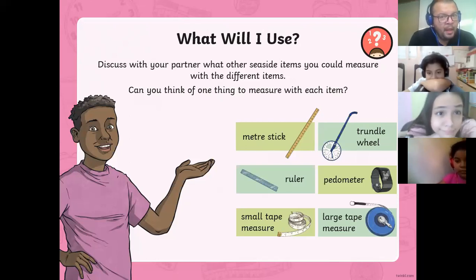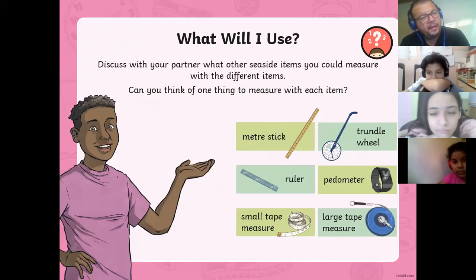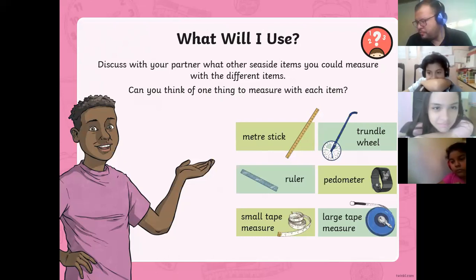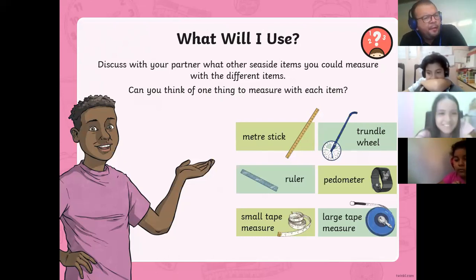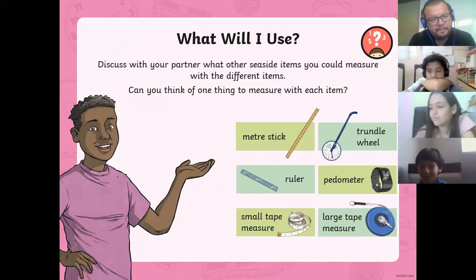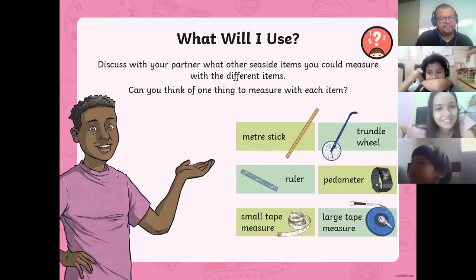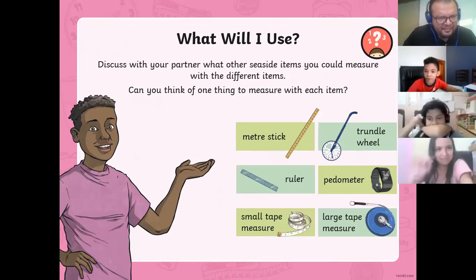For example, let's see what other seaside items you could measure with the different items. So, for example, what other things can you measure with a ruler? A page. Yes, a page. What else? A notebook. What else? A cup. A book. A pencil. A car. A cup of coffee.